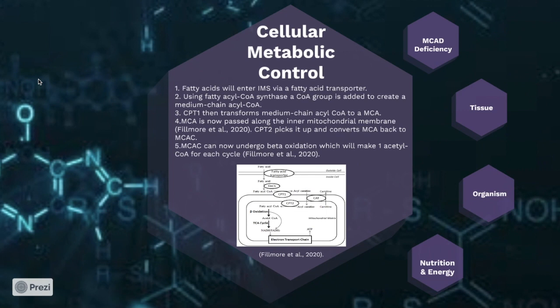Fatty acids will enter the intermembrane space via a fatty acid transporter. Using fatty acyl-CoA synthase, a CoA group is added to create a medium-chain acyl-CoA. CPT1 then transforms medium-chain acyl-CoA to a medium-chain acyl-carnitine. MCA is now passed along the inner mitochondrial membrane. CPT2 picks it up and converts MCA back to medium-chain acyl-CoA. MCAC can now undergo beta oxidation, which will make 1 acetyl-CoA for each cycle, bringing it to the Krebs cycle.